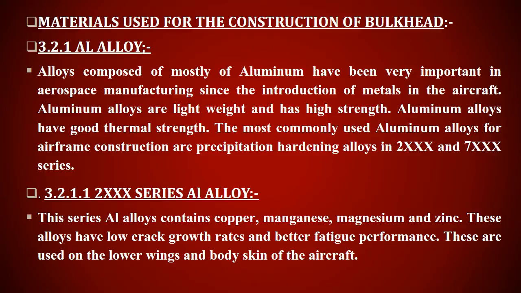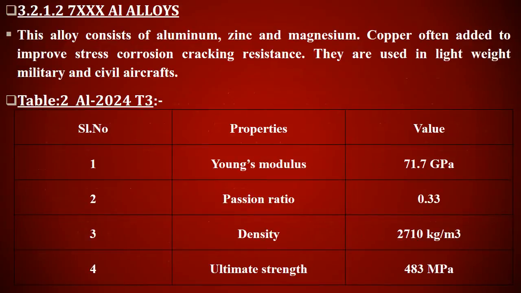Around 50% of an aircraft is made up of aluminum alloy. Nowadays some aircraft are made up of composite material. In aircraft, we are also using composite material in the control surfaces. We are using aluminum alloy 2024-T3. There is a series of this aluminum alloy, like the 2XXX series, and we should know its ultimate strength.